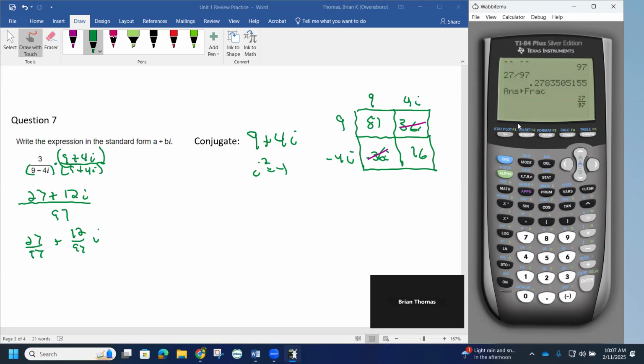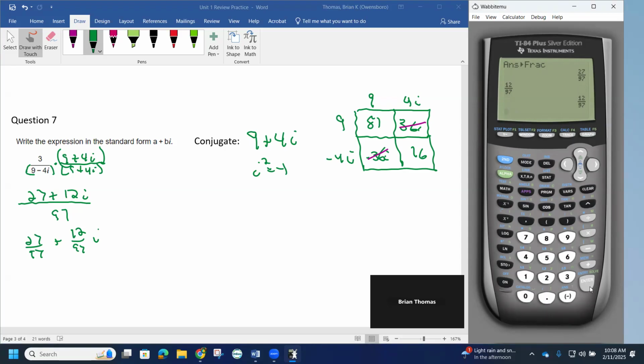You also can use the fraction mode, which is the F1 mode. So you could also hit alpha F1 or hit the Y equals button there. You also have this n over d mode. And you could also just type in this 12 over 97. And that'll give you, it doesn't reduce either. So 27 over 97 plus 12 97ths i would be the correct answer.